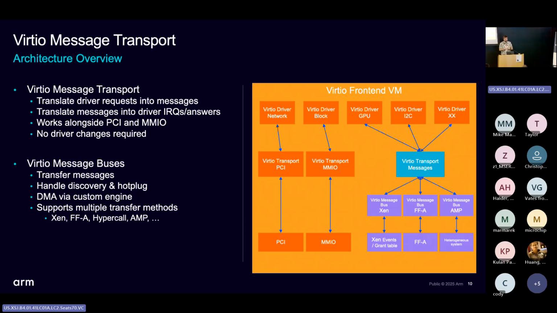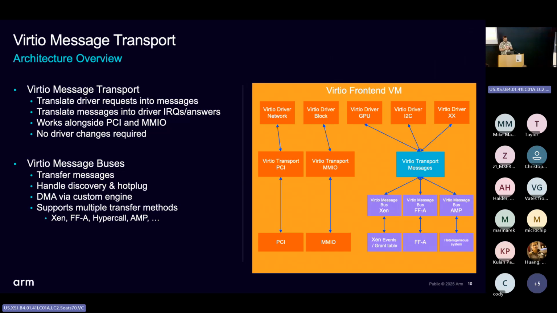So the buses are responsible for transferring the messages, for doing the discovery and hot plug management, and they can optionally provide DMA engines. So if you have a specific way to share memory between the front end and the back end, this can be implemented at the bus level by providing a custom DMA engine, which is possible because the bus is providing the discovery, so that it can associate a DMA engine with devices. And through that, we can support multiple transfer methods.